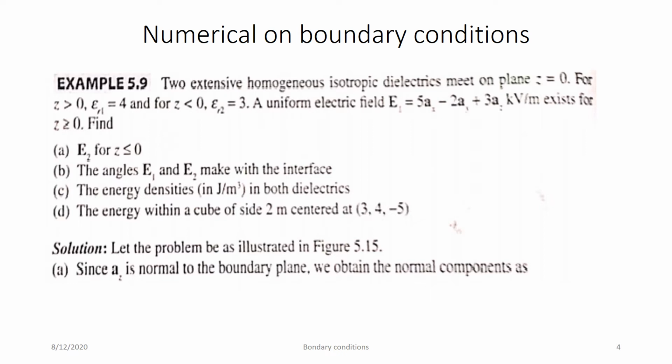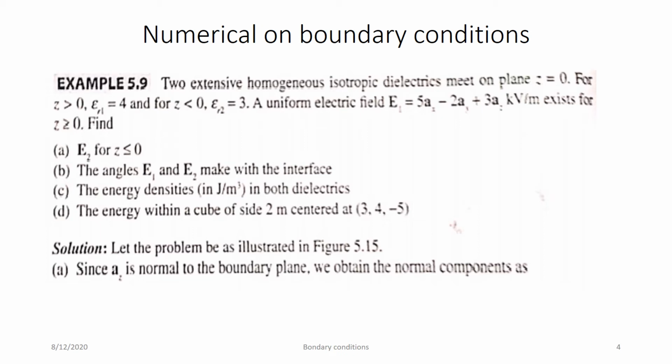Then the angle E1 and E2 make with the interface. The energy densities in joule per meter cube in both dielectrics. The energy within a cube: in the second region, if we construct a cube of side 2 meter, centered at (3, 4, minus 5), then what is the energy in that cube? So C and D are the related parts.